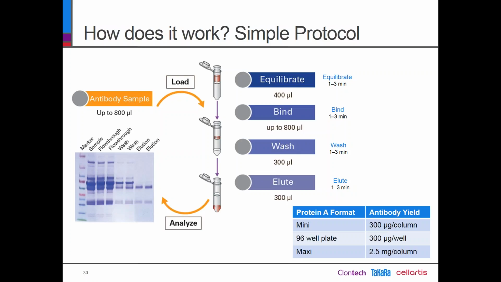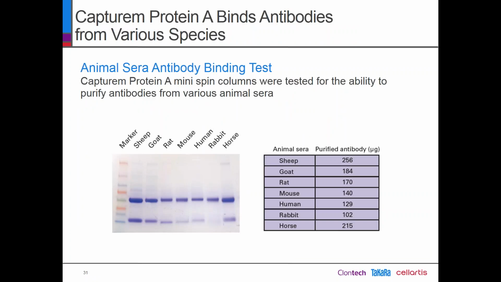So also here, we made different tests, of course. First of all, we wanted to check whether these protein A columns can bind antibodies from various species. So we used animal sera for that. And you see here we have used sheep, goat, rat, mouse, human, rabbit, and horse serum. And with all of them, we could see purification of the antibodies. So that's the bands that you see here, the fat bands. And we also estimated the yield that you get from these different species. So you see you can purify proteins that were made in many different host species.